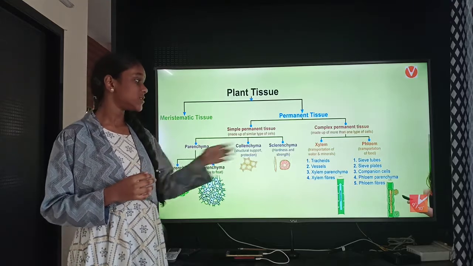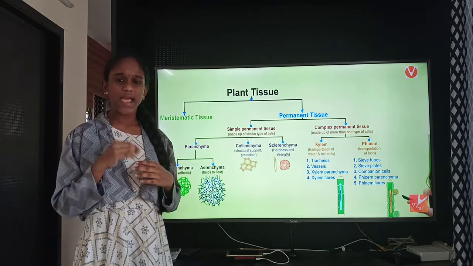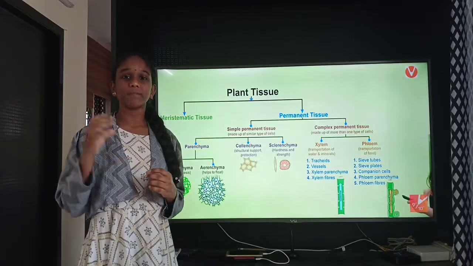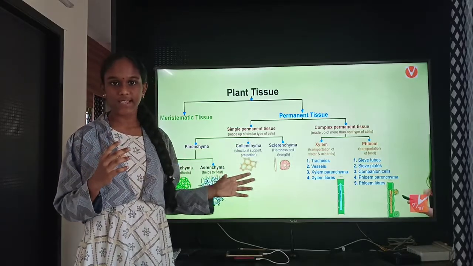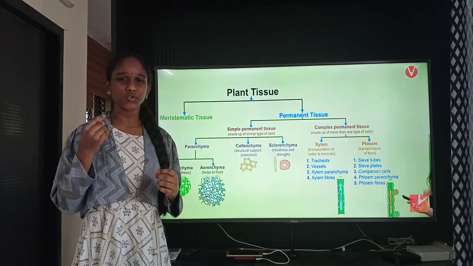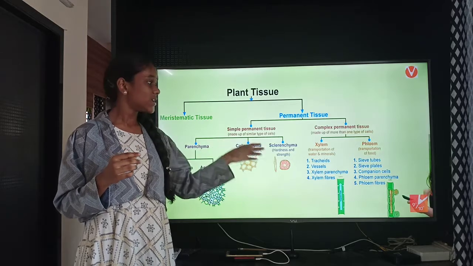Now let's talk about sclerenchyma. It gives hardness and strength to it. So it is mainly in bark. It is also a dead cell. It is mainly in a bark. If you take a bark, it will be too hard. So that's why in that there is a tissue called sclerenchyma.